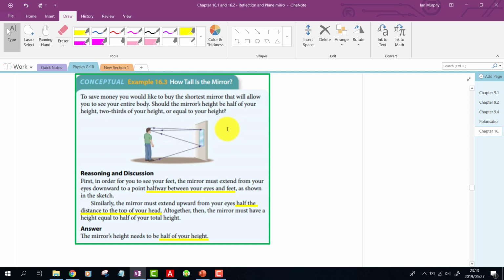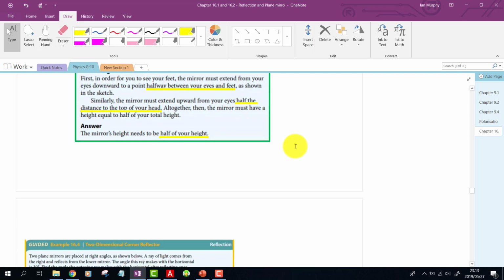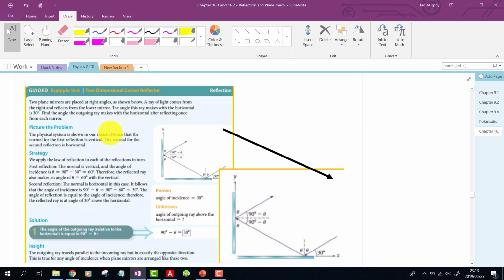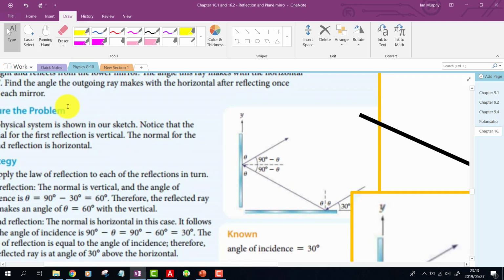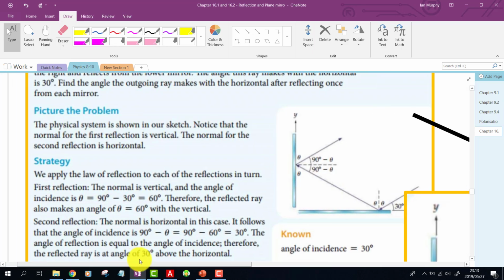Or we could ask you to give an explanation. I highly doubt it, but then you have your reasoning here. You can read through that yourself. Okay, so we look at this guided example, example 16.4.